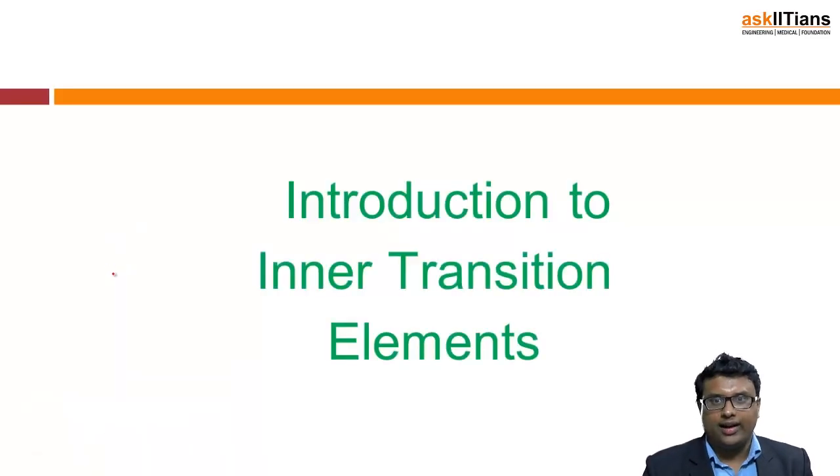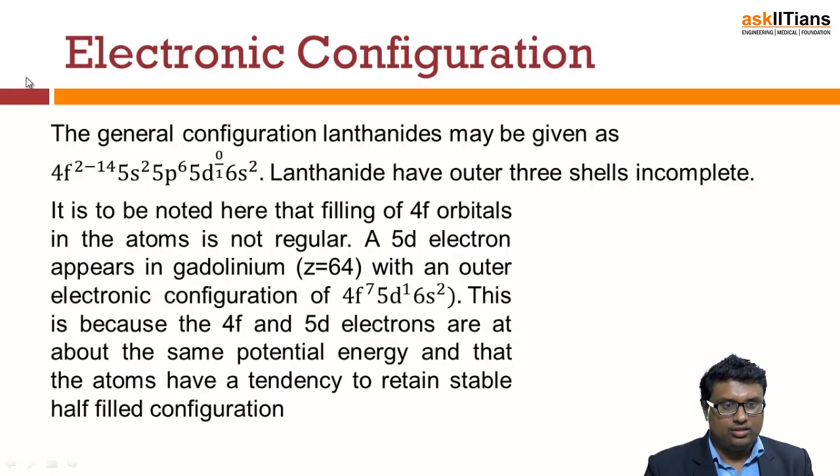Introduction to inner transition elements. Electronic configuration of F-block elements. The general configuration of lanthanides may be given as 4f1-14, 5s2, 5p6, 5d0-1 and 6s2. Lanthanides have their outer three shells incomplete, right? It is to be noted that the filling of 4f orbitals in the atoms is not regular. It's a very important thing. This is the first important thing: the filling is not regular.